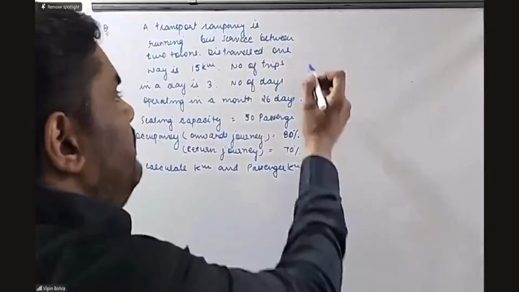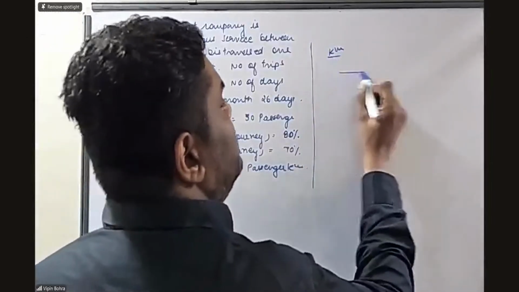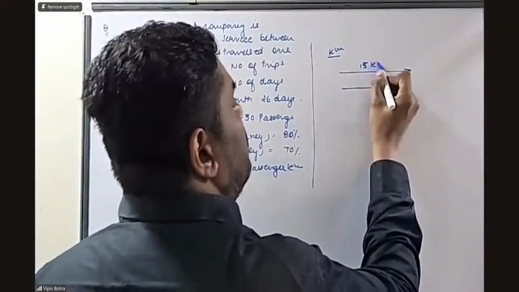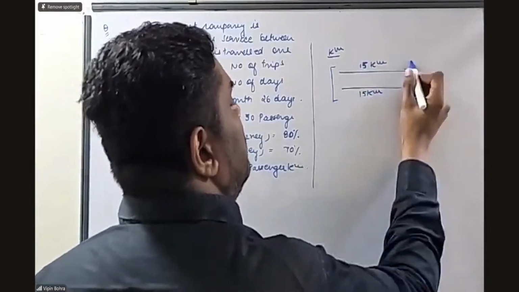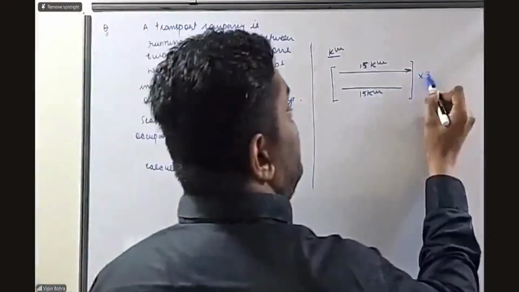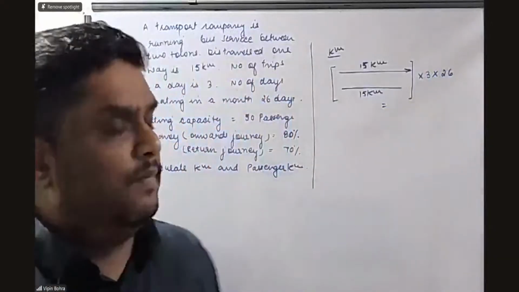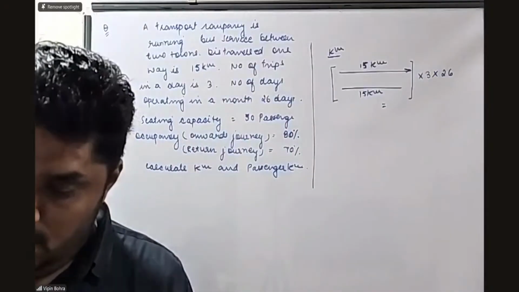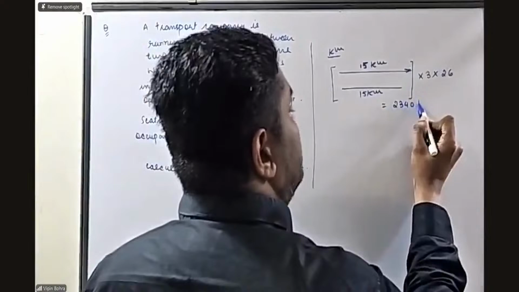So now let's start with the calculation. When talking about kilometers, straight away, 15 kilometers in the onward journey, 15 kilometers in the return journey, multiplied by total 3 trips in a day into 26 days in a month. So this will be 2340 kilometers.